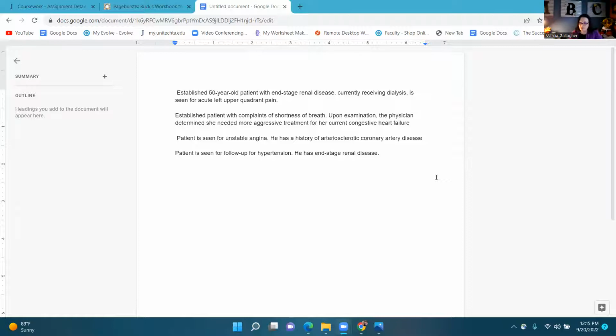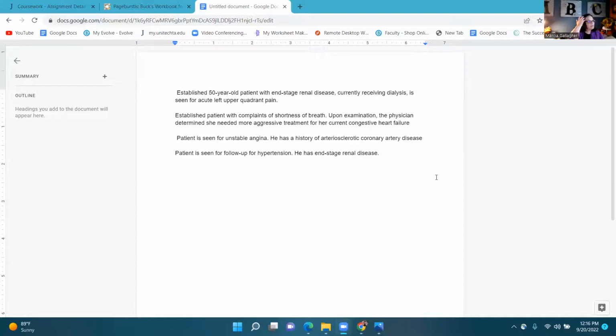So your first listed diagnosis is going to be acute left upper quadrant pain. And how would you look that up in the ICD-10? You would go to pain. Then you would see acute. I can't remember the exact line, but you would just follow the pathway from there. But you would go to pain. Okay, so let's go to the next one.